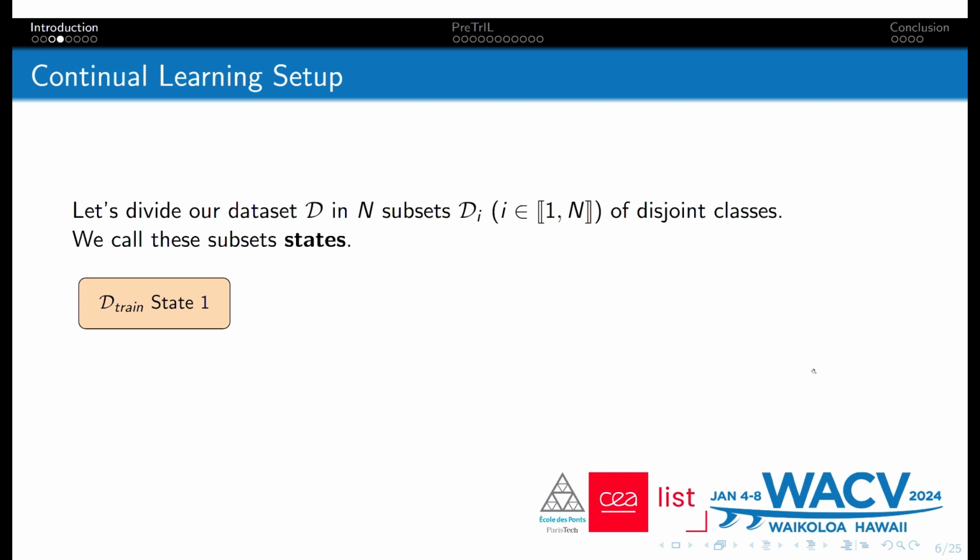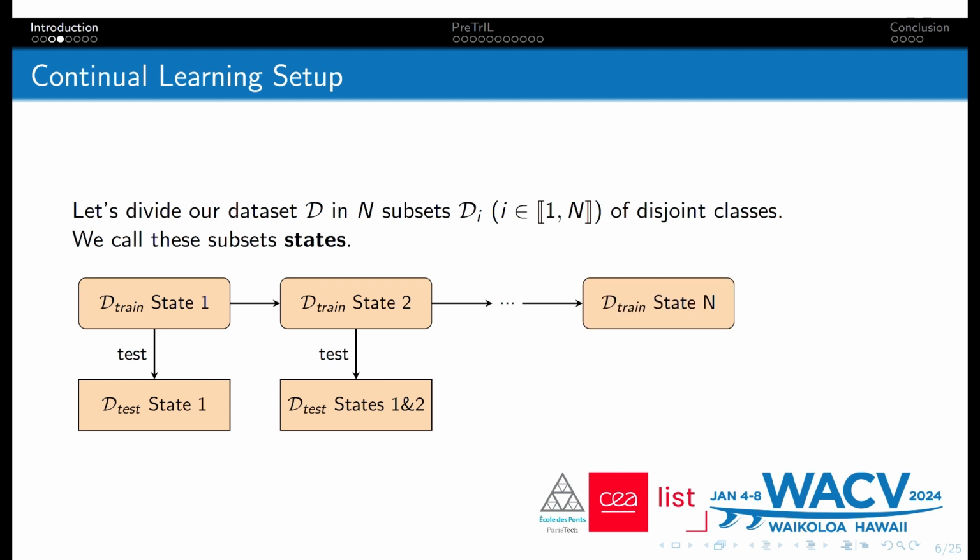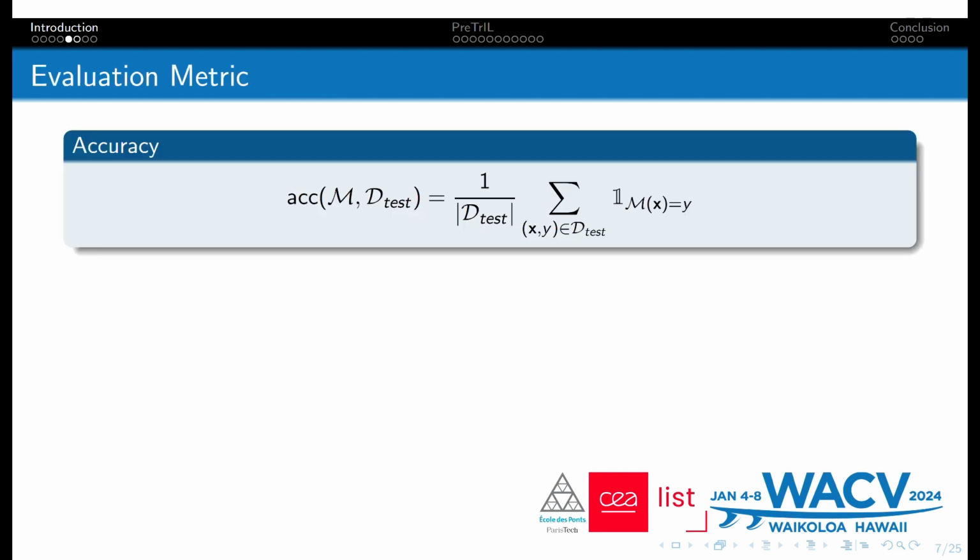So now I'd like to present to you the continual learning setup. Let's divide our dataset into n subsets of disjoint classes, and we will call these subsets states. We train our model on the first state, and then we test it on the same state, on a different subset but the same classes. Then we go to the second state, we train it, and then we test it on the first and the second state. We go on until arriving at state n, we train it, and then we test with all the states from the beginning, and so on.